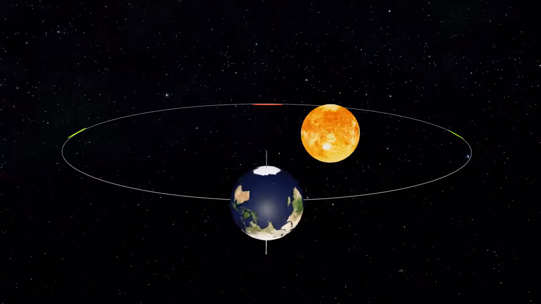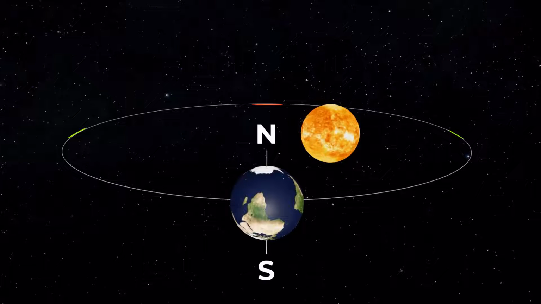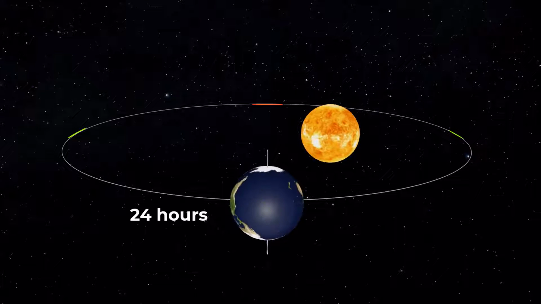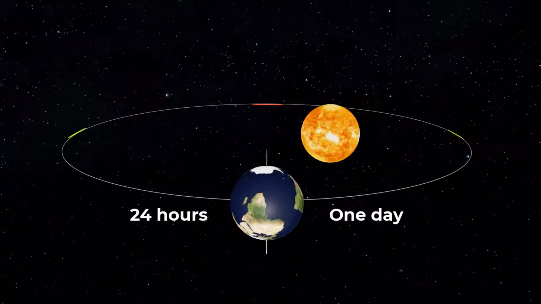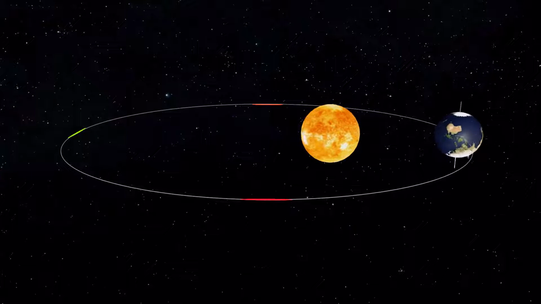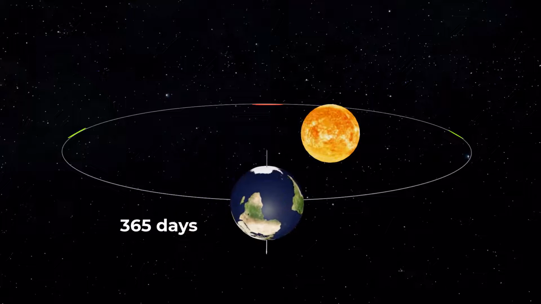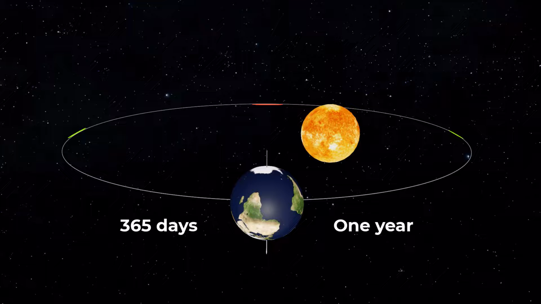The Earth rotates on an imaginary line called the axis, which runs through the North and South poles. This rotation takes 24 hours to complete, which we call one day. The Earth also orbits around the Sun, and this orbit takes 365 days, which we call 1 year.